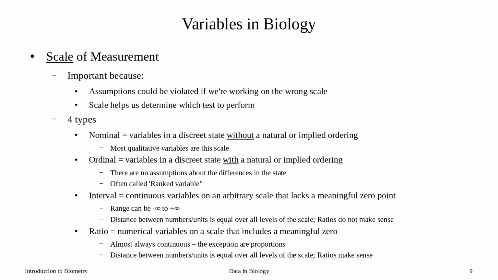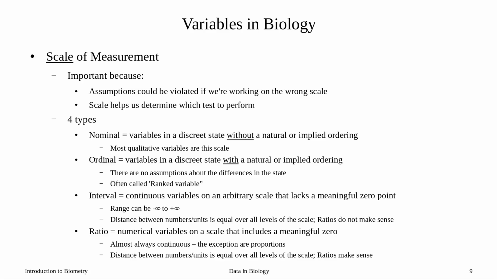So what are the 4 types? Well, we're going to start with the first 2 types, nominal and ordinal. These 2 types only pertain to qualitative data, so those that are expressed by categories. The difference between nominal and ordinal data is in the ordering. So if our attributes have a natural order or an implied order, then we're working with an ordinal variable. If they do not, if they don't have any sort of order, natural or implied, then it's a nominal variable.